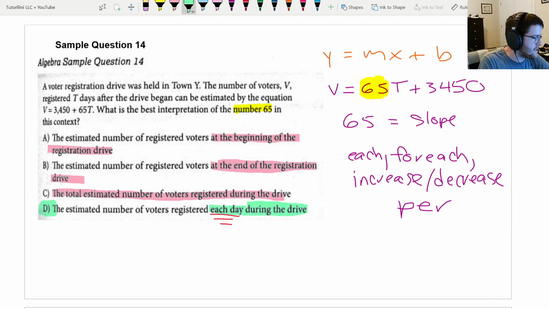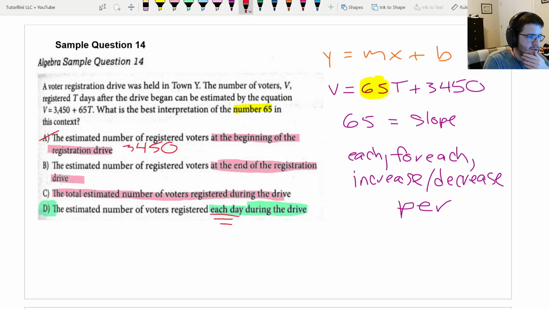Let's try to break this down and talk about what the other answer choices are talking about. The one that says at the beginning of the registration drive, that's talking about the y-intercept, which is the 3450. So that is wrong. The estimated number of registered voters at the end of the registration drive. Okay, so we'd really need more information to figure that out. They don't tell us how many days the drive runs.